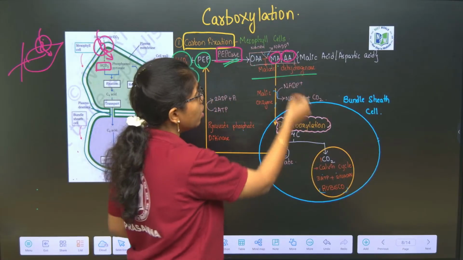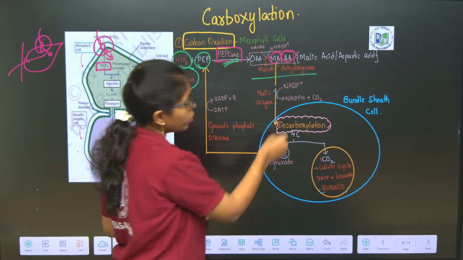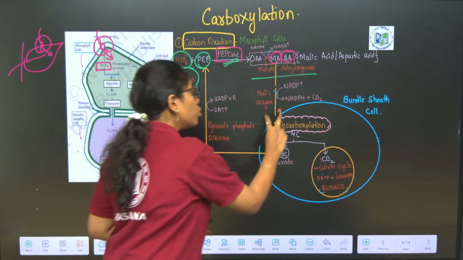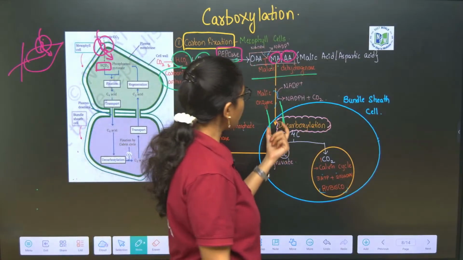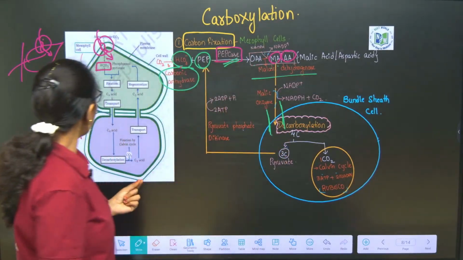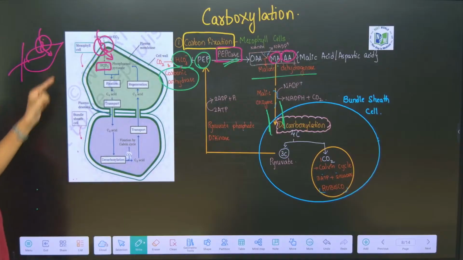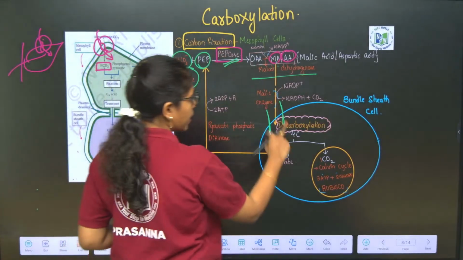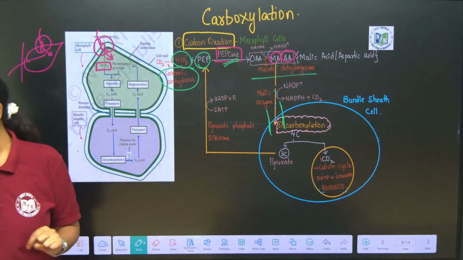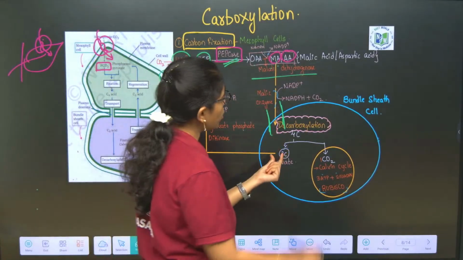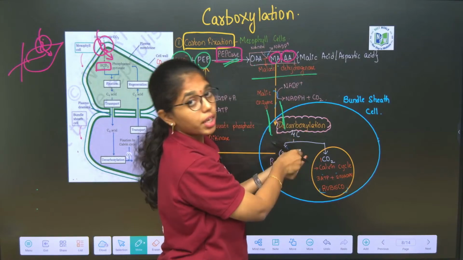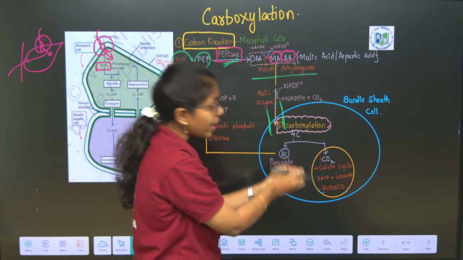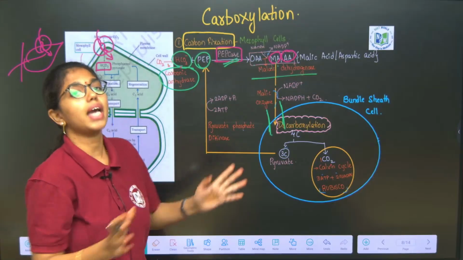Either malic acid or aspartic acid which is formed will enter into the bundle sheath cells through plasmodesmatal connections. How are they linked? They are linked by plasmodesmatal connections. Mesophyll cells and bundle sheath cells are connected by plasmodesmatal connections. So, with the help of plasmodesmatal connections, either malic acid or aspartic acid will be entering into the bundle sheath cells. Primarily what happens in the bundle sheath cells is decarboxylation.